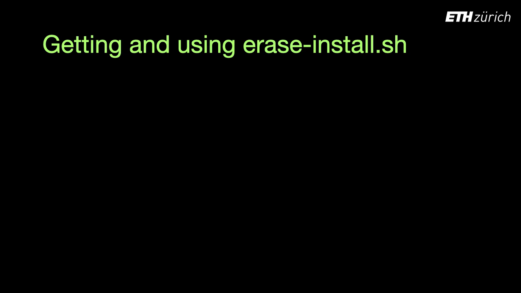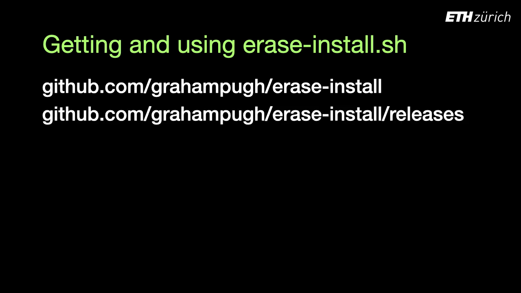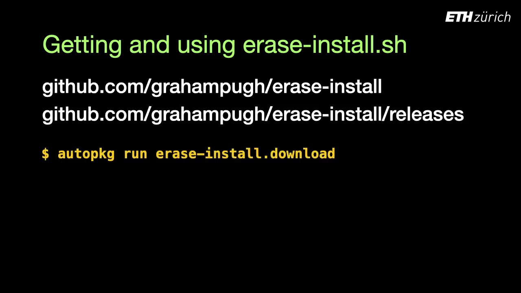So to get hold of and use Erase Install script, you can simply go to this page, copy paste the script directly into Jamf if you like, and use parameters in Jamf to supply the right options. You can also get it as a zip archive from here or using this AutoPkg recipe.